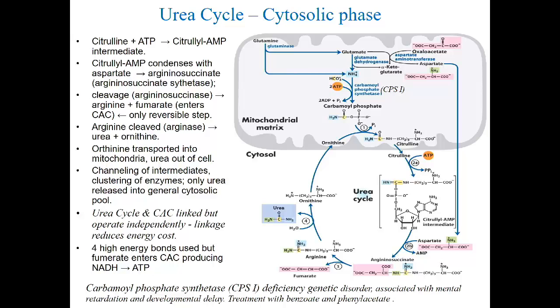Out comes citrulline. What do you do outside? You grab some ATP. What do you make with this? Citrullyl AMP intermediate. Oh, God, they're ugly, aren't they? Base, sugar. You see that a lot, don't you? Phosphate linker to what? To this thing.